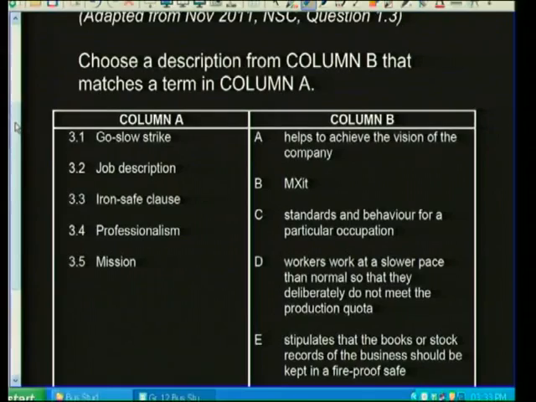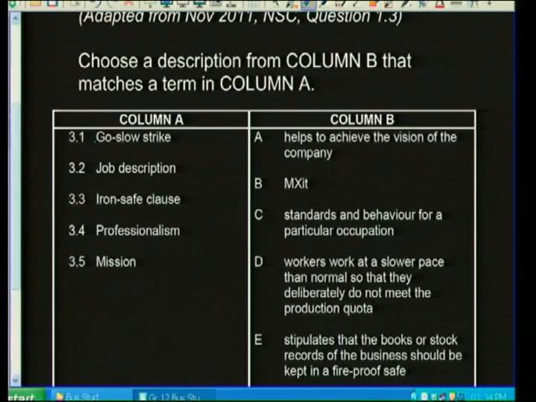Right, now you can see the next one is a match the column. A tip that I can give you with match the column is to always look at the statements or descriptors first. Almost try to answer it like a multiple choice, and see if you know the answer without looking at what is going to match that particular statement or descriptor. Right, so let me do exactly that with you.